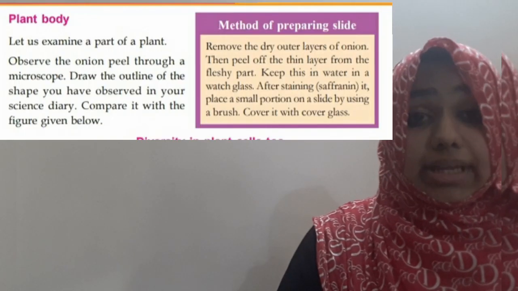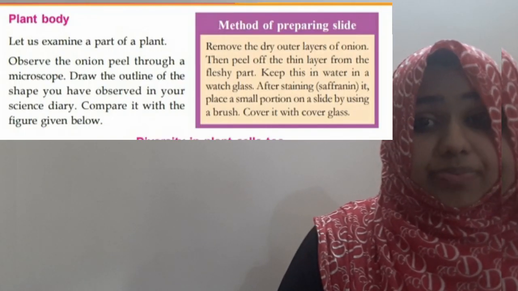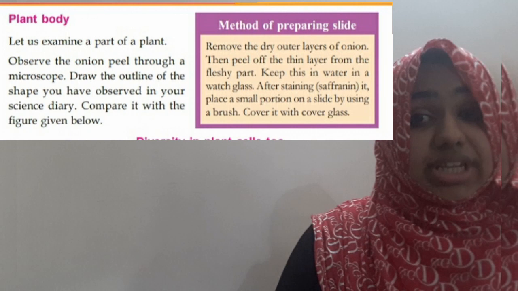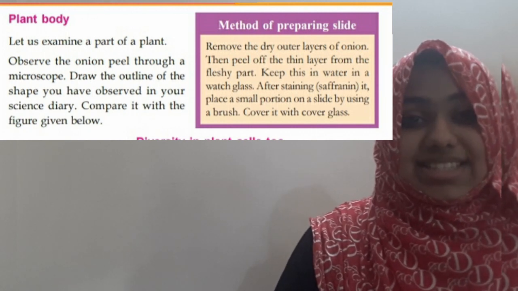The plant body. Let us examine a part of a plant. Now what part of a plant are we going to experiment with? We are going to do it with the onion peel. Peel means the outer covering of the onion. Clear? So what is the activity? Observe the onion peel through a microscope. Draw the outline of the shape you have observed in your science diary.